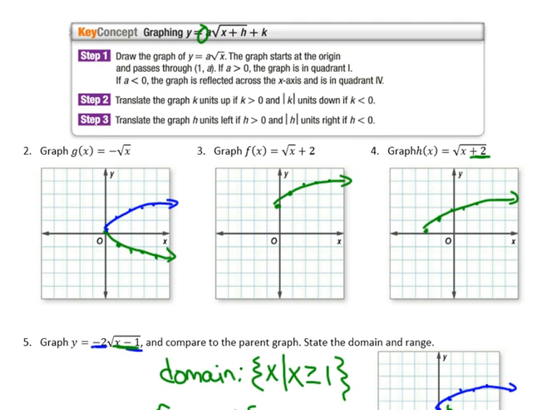This is still the same rules as before, right? The number out front tells you is it a vertical stretch or compression. If it's negative, it reflects it over the x-axis. K tells you is it going up or down. H tells you if it's going right or left, and those are the opposites. So exact same rules as our quadratics.